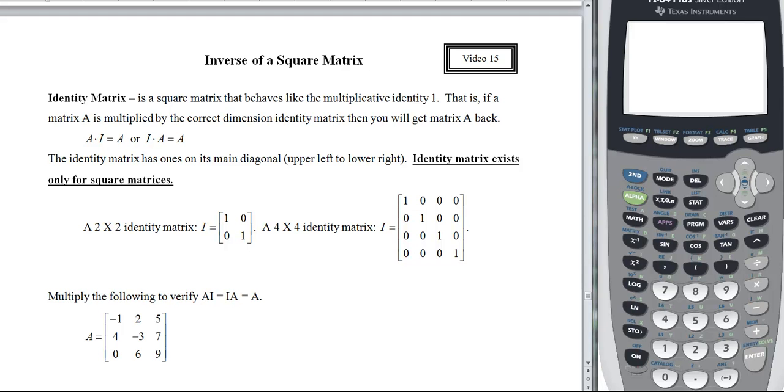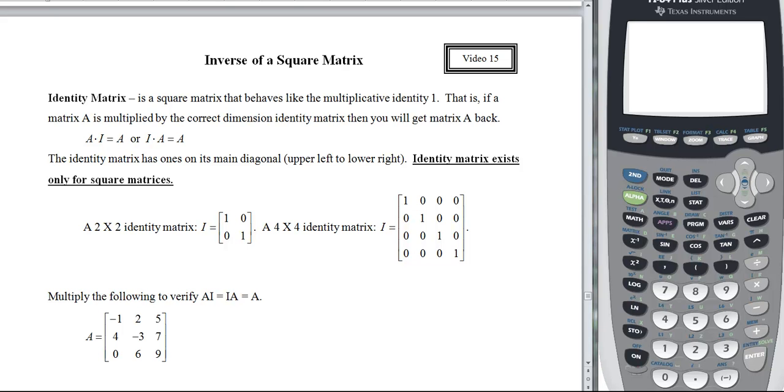Now we're going to look at the inverse of a square matrix. There is a lot of terminology that I'll be using, and you need to know what I'm talking about. First thing is the identity matrix. It's a square matrix that behaves like the multiplicative identity 1.